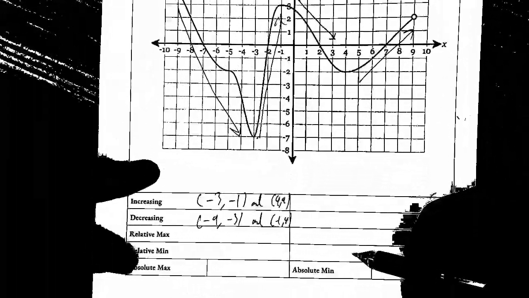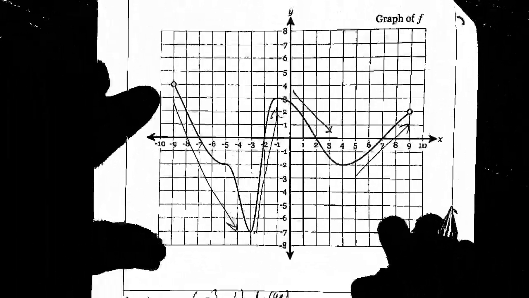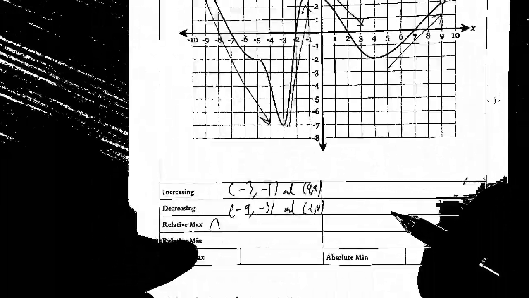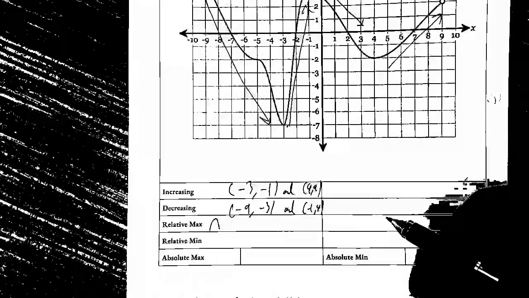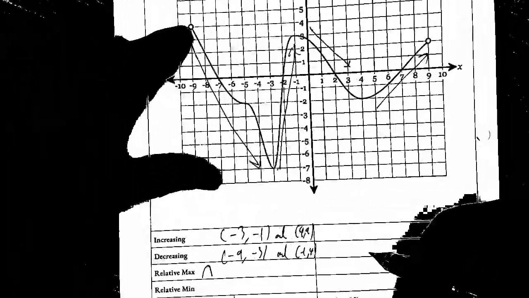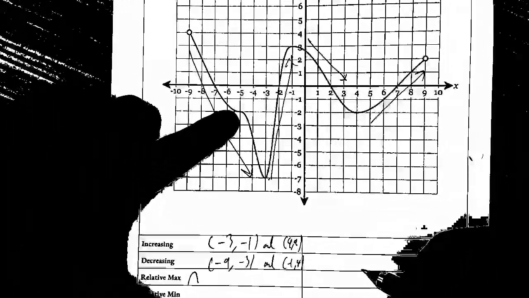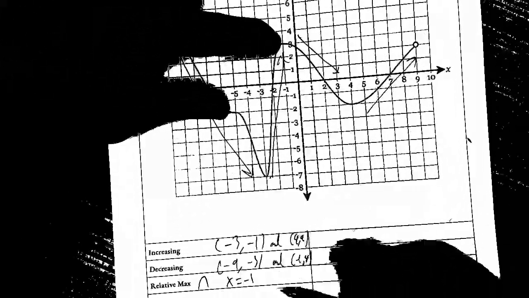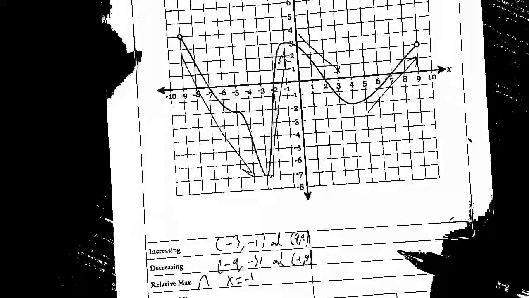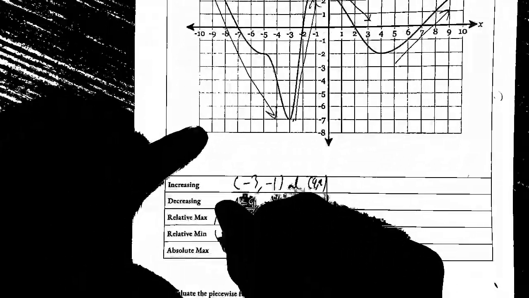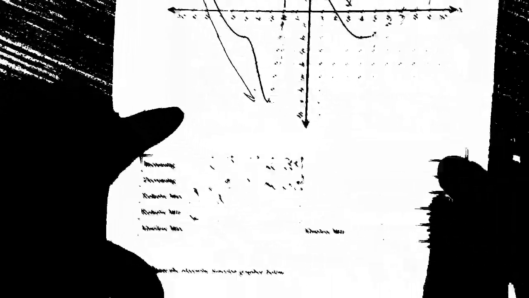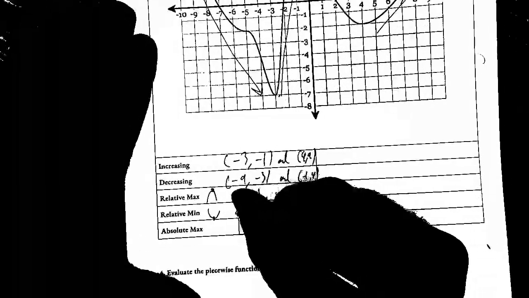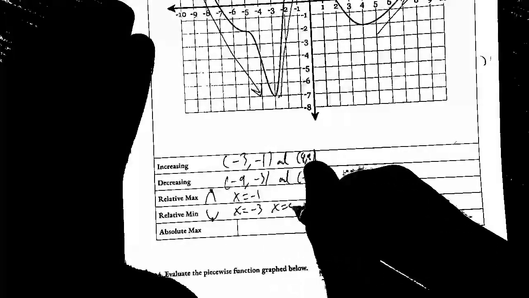Where are the relative max? Relative max happens when it goes from increasing to decreasing. It needs to have a hump kind of shape, like a peak of a mountain, right? So this is not a relative max. This is a relative max right here at x equals -1. Only one relative max here. Relative min is the opposite. It's the bottom of the valley. The bottom of the valley is right here at -3, and again here at 4. x equals -3, x equals 4.